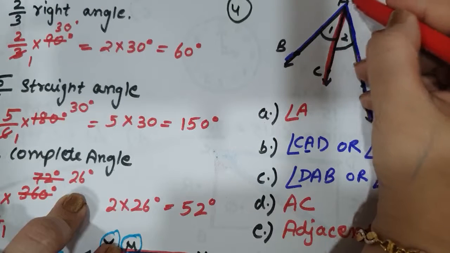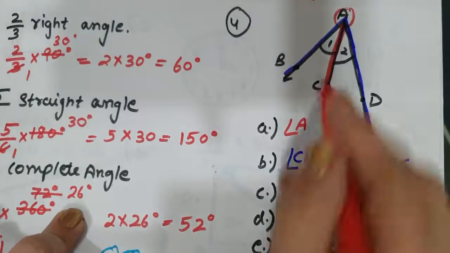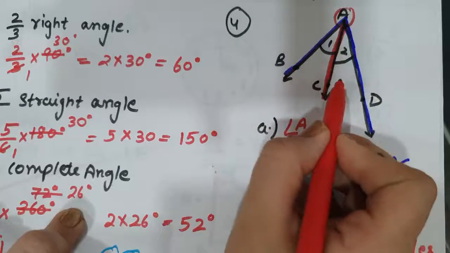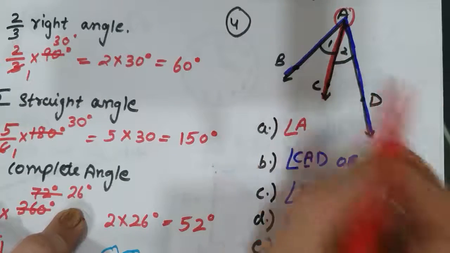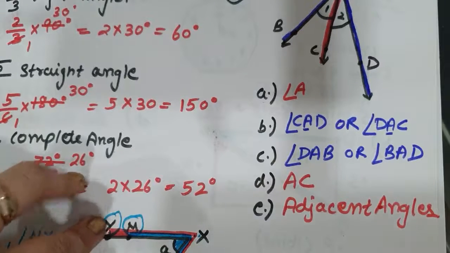Vertex A is also common. This is also common in both the angles. And the arm is lying in the center of both the other arms, the non-common arms. So therefore these two angles are adjacent angles. They are immediate neighbors of each other.